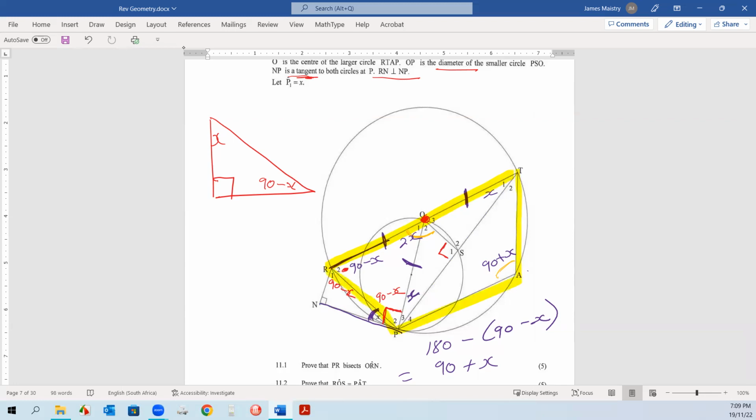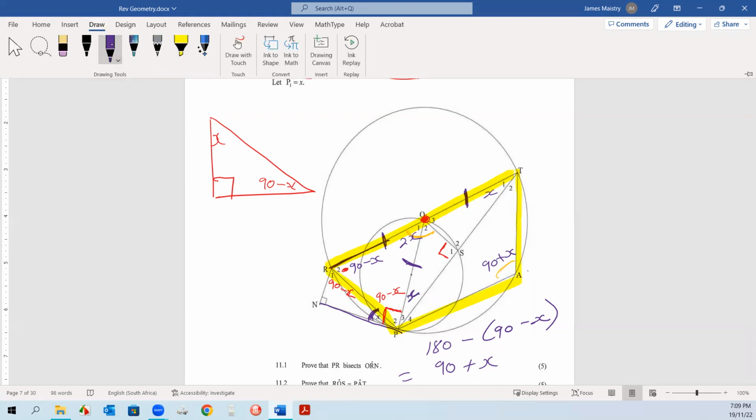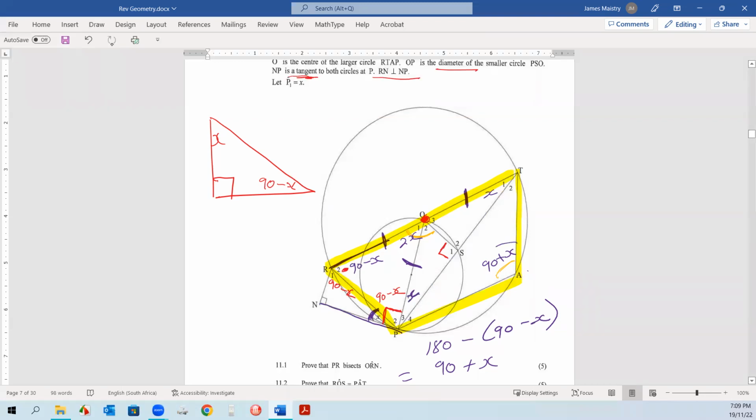Isn't that a cyclic quad? Yes, sir. So what do we know about opposite angles of a cyclic quad? They are supplementary. Agreed. So angle A and R must give us 180. So if we have angle R, we just have to say 180 minus angle R. This is angle R. That gives us angle A, and that's PAT. PAT is 90 plus x. Yes or no? Yes, sir.